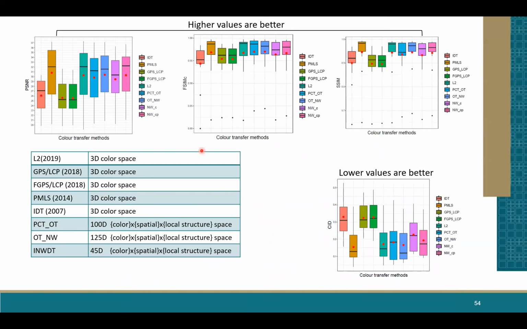Here are the results. Our approach is denoted here by NW, which means Nadaraya-Watson. C means using color only, and CB is combined color and position. In conclusion, the quantitative metrics showed that our algorithm, Nadaraya-Watson, performs similarly to the top algorithms, BMLS and L2, and our two previous approaches.